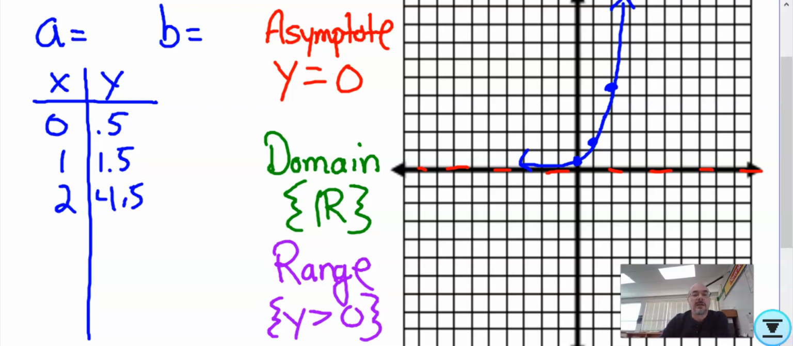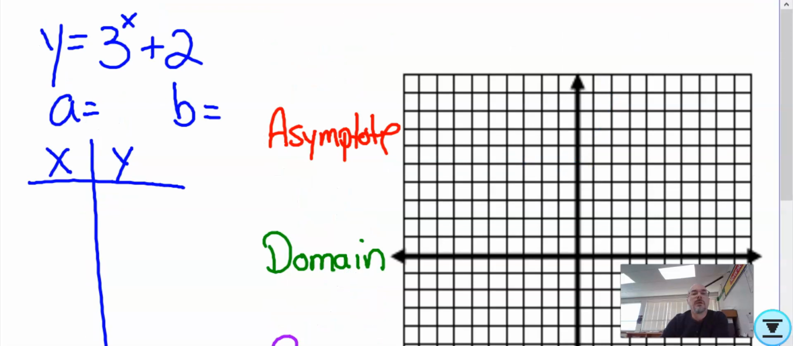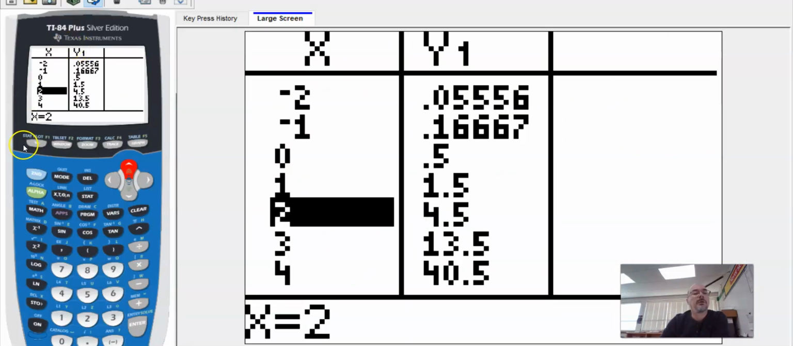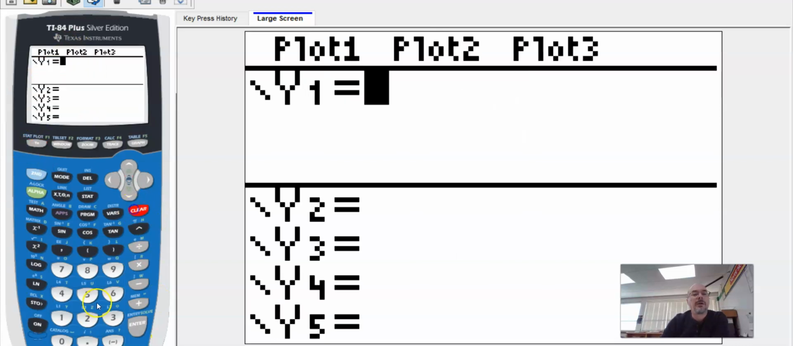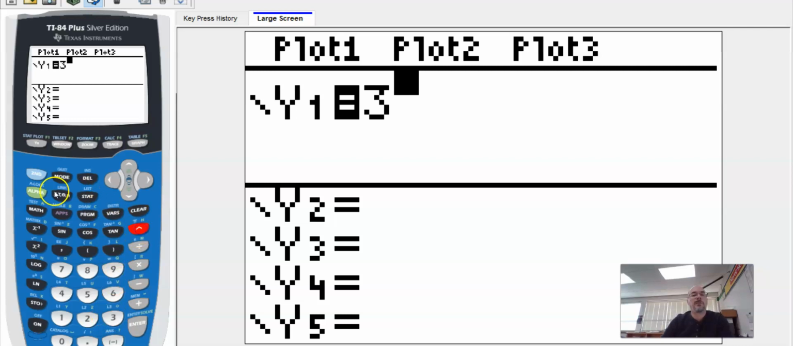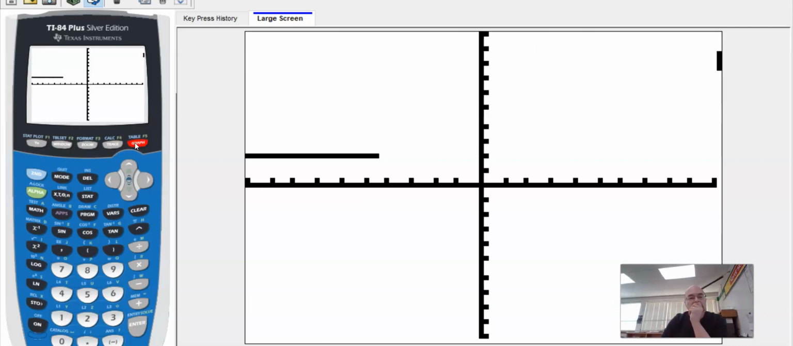All right, let's look at another one. Okay, this one we have a +2 on it. All right, so I'm going to go ahead and go to my calculator, and I'm going to clear that out, and I'm going to put 3 to the x power +2. All right, I'm going to go ahead and look at the graph. Cool. Okay, it looks like it moved up, doesn't it? Okay, it looks like it shifted up, translated up.